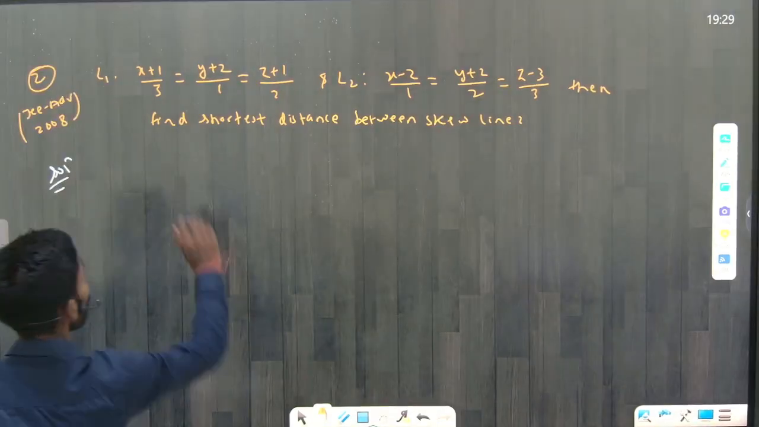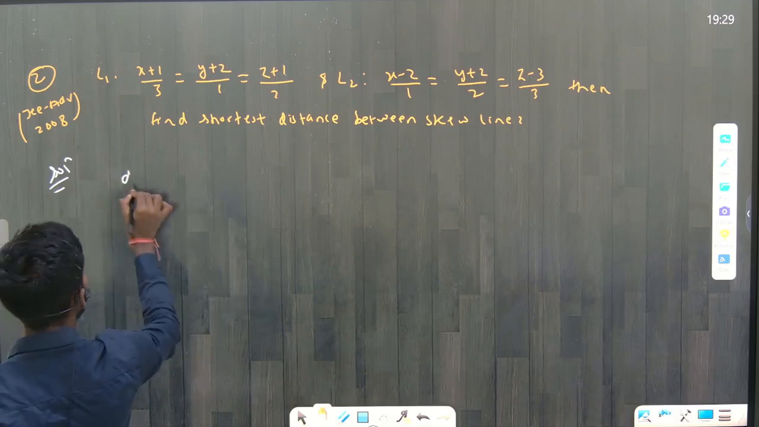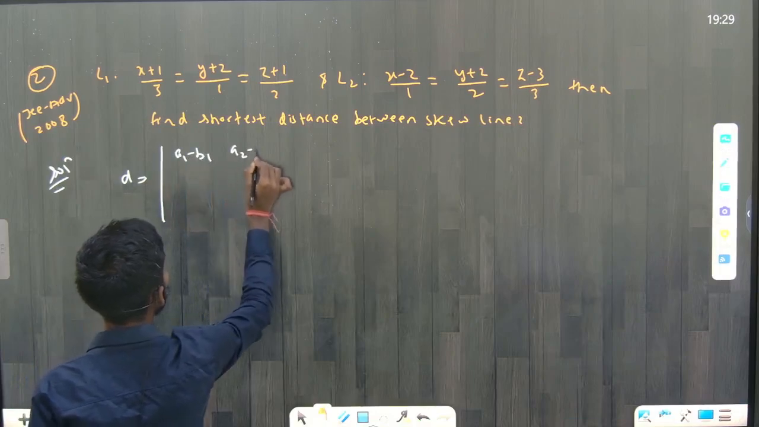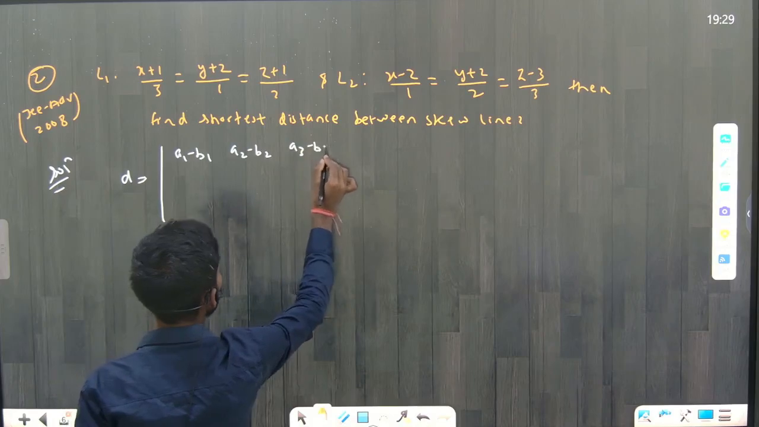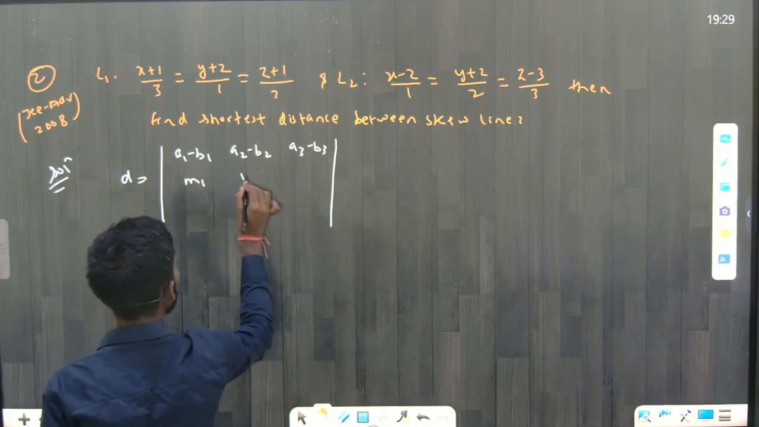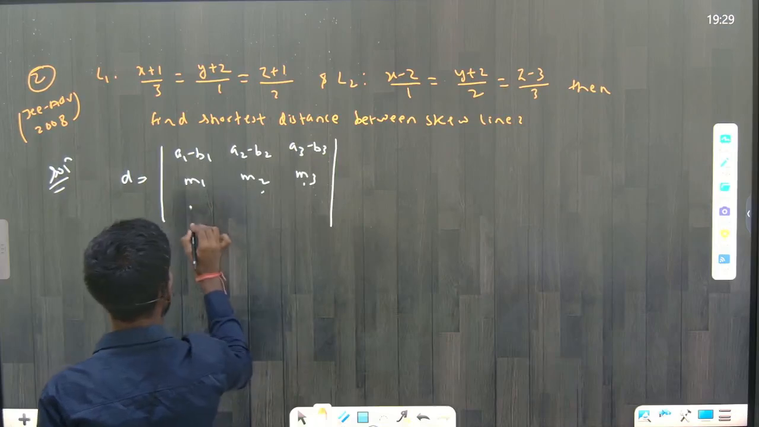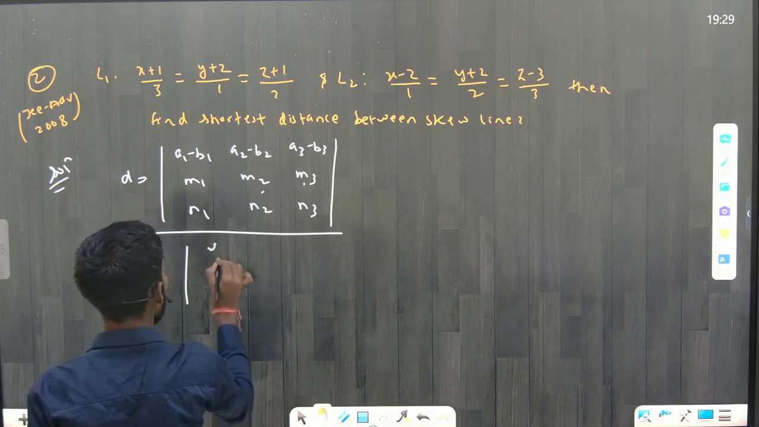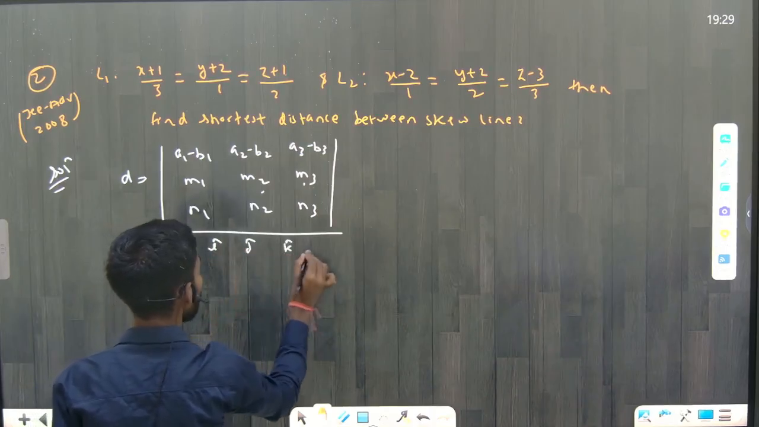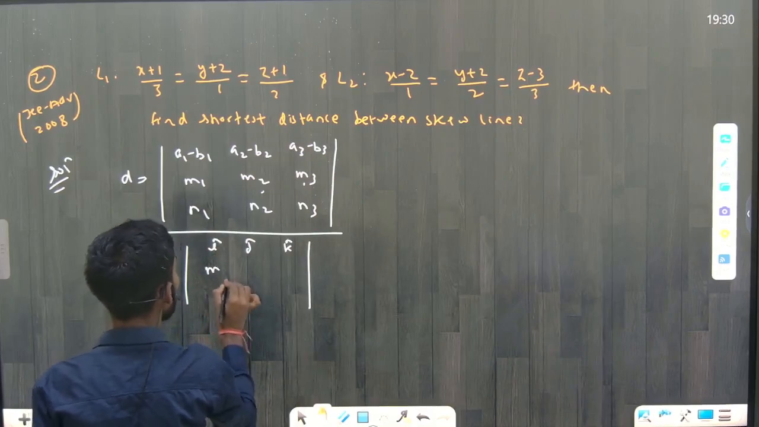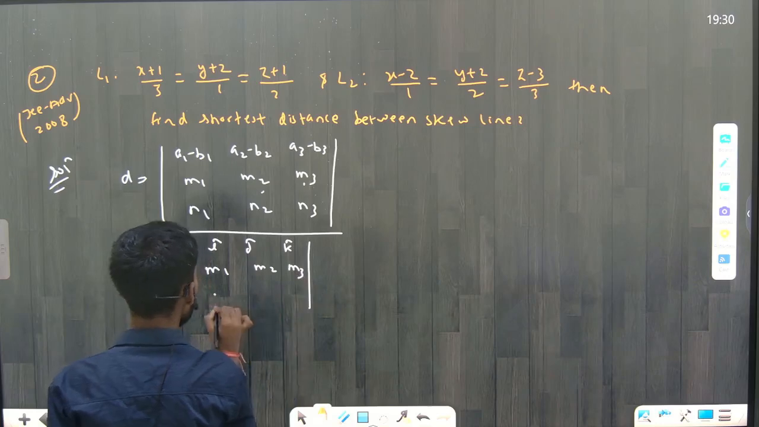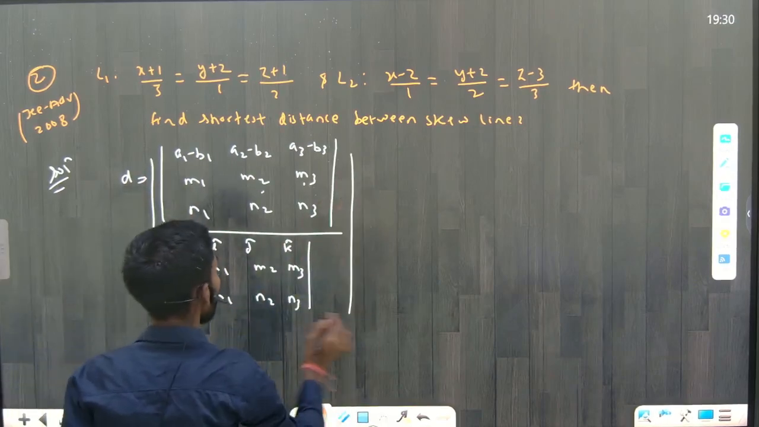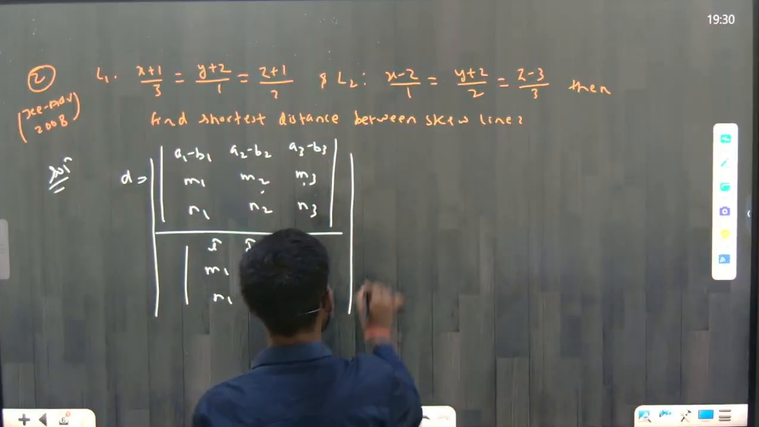Now I am going to write the formula. D is equal to what? A1 minus B1, A2 minus B2, A3 minus B3, and M1, M2, M3, N1, N2, N3, divided by i cap, j cap, k cap, m1, m2, m3, n1, n2, n3. Okay, and we take a modulus sign outside. Why? Because distance can never be negative.